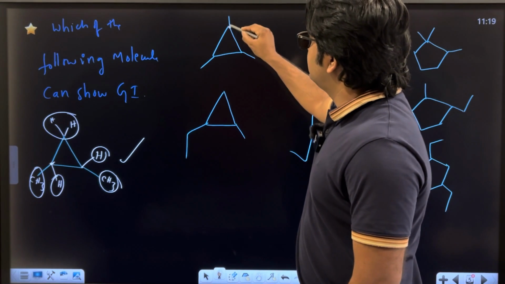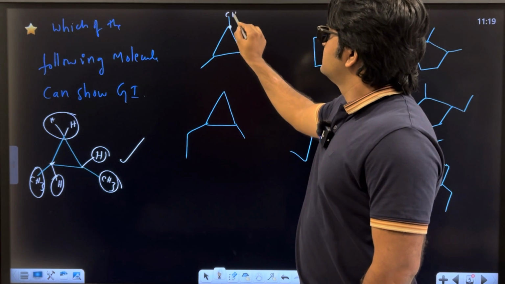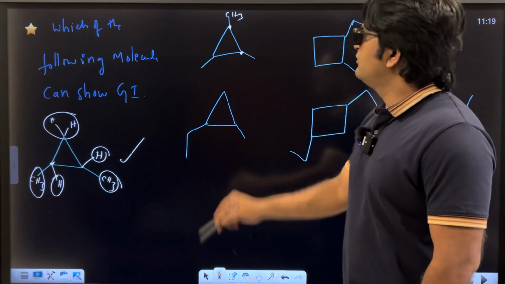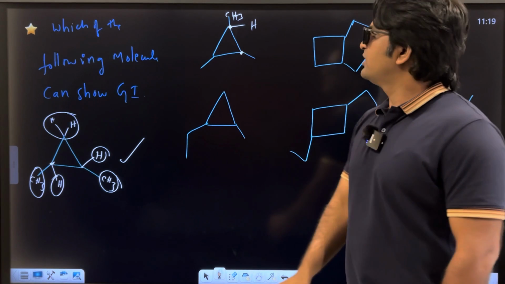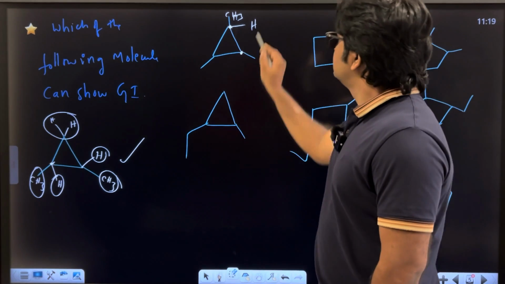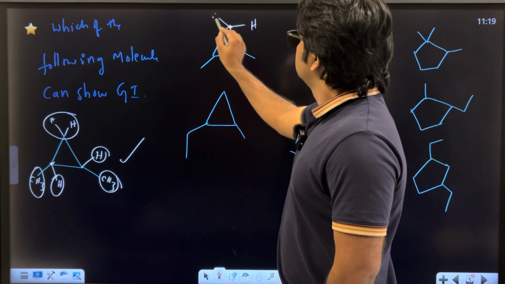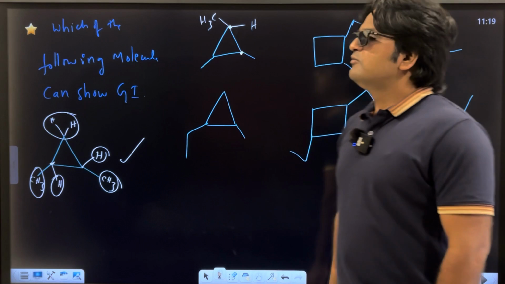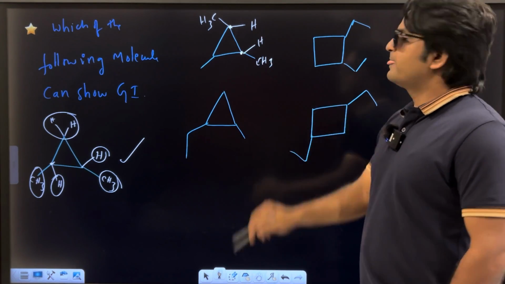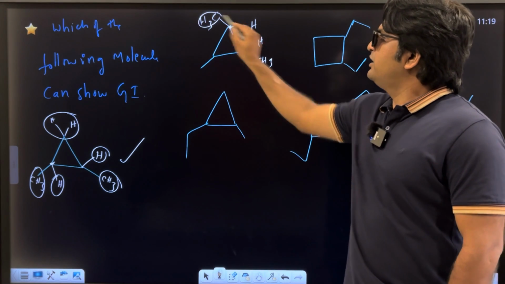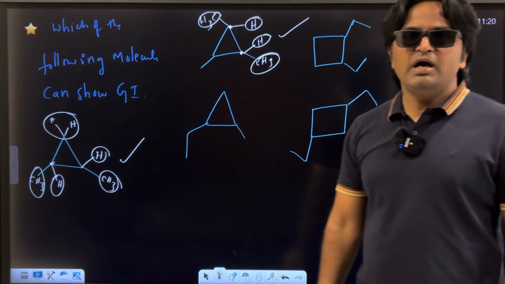Here, for example, sp3 carbon and sp3 carbon atom. What is the group already given? A methyl group is given. And what is the fourth valency? Hydrogen. Methyl group, fourth valency hydrogen. Here already a methyl group is given. And what about this one? Hydrogen. So now methyl and hydrogen are different. Here hydrogen and methyl are different. This molecule can show geometrical isomerism.